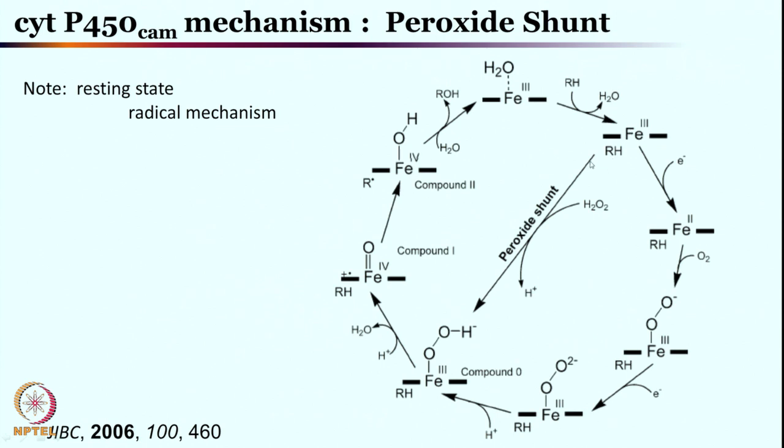Now in the case of the peroxide shunt mechanism, where iron(III) is generated, you do not need to travel all the way through reduction and oxygen activation, and one can directly react with this iron(III) to form the iron(III) hydroperoxo intermediate. In other words, hydrogen peroxide reacts with iron(III) to give rise to the iron(III) hydroperoxo intermediate. Let us discuss that intermediate quickly. We'll discuss how these species form in the presence of this iron(III) species.